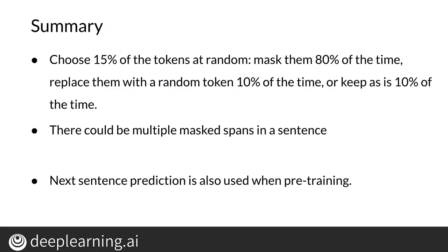So in summary, you choose 15% of the tokens at random. You mask them 80% of the time, replace them with a random token 10% of the time, or keep them as is 10% of the time. And then note that there could be multiple masked spans in a sentence, so you could mask several words in the same sentence.